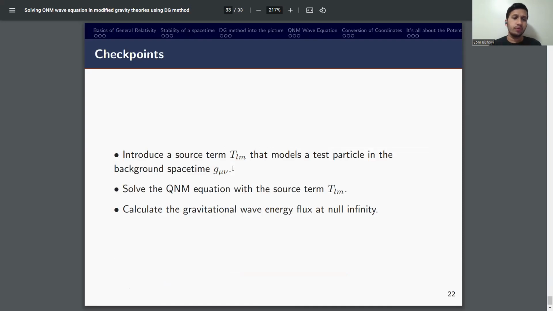In future work, we will try to calculate the source term, basically the right hand side of the PDE, which is essentially 0 right now. That would model a test particle in the background spacetime, because right now we just have one black hole at the center and nothing else outside it. Then we will try to solve the QNM equation with this source term, and calculate some observables, like the gravitational wave energy flux at null infinity, or very far away.